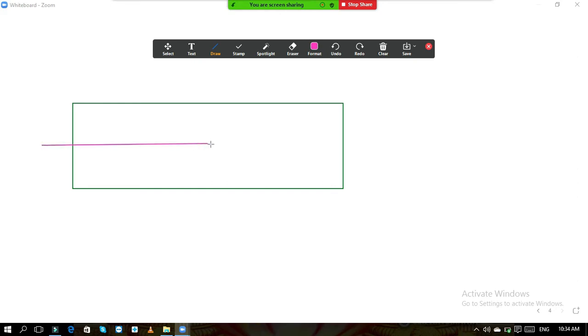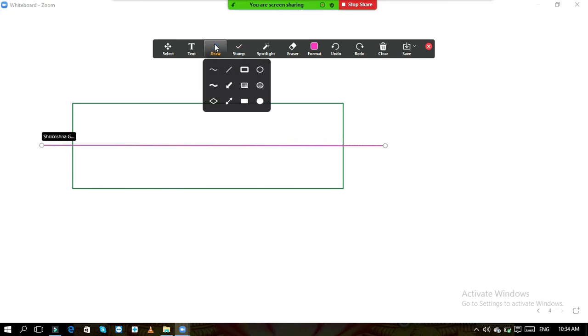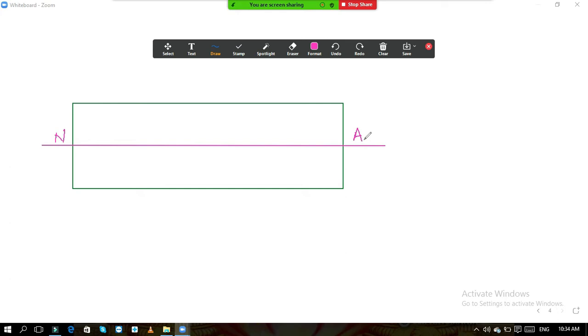So this is the neutral axis. I will give a name to this so that you will not get confused while I am explaining the concept. Now suppose a tendon is placed over here, at this point, and your stressing force is acting like this.